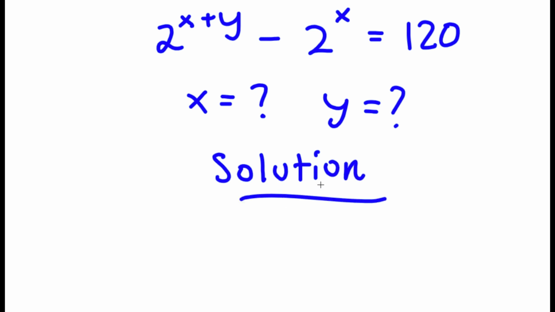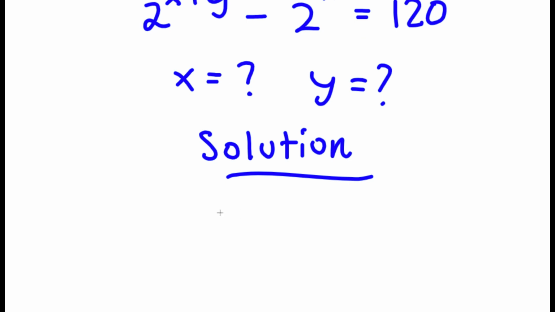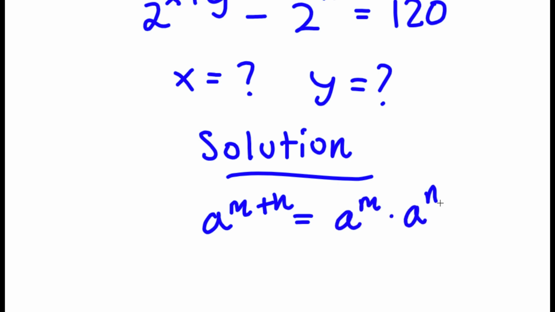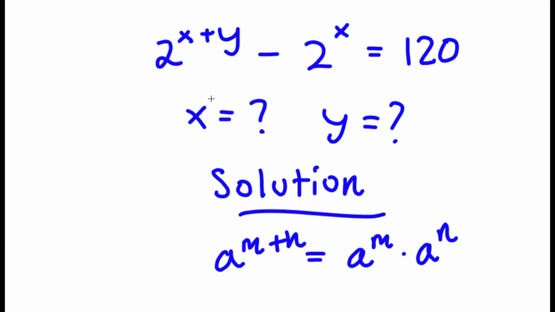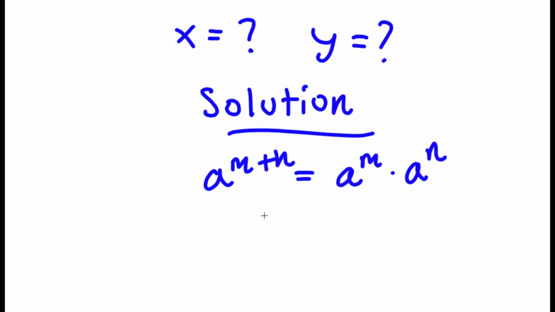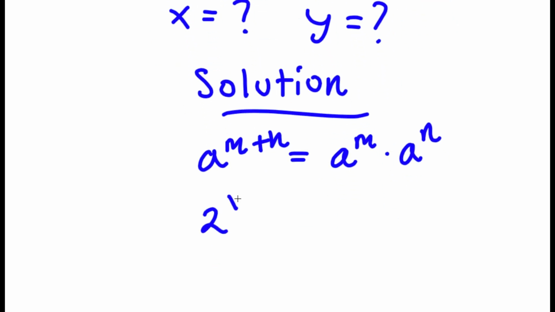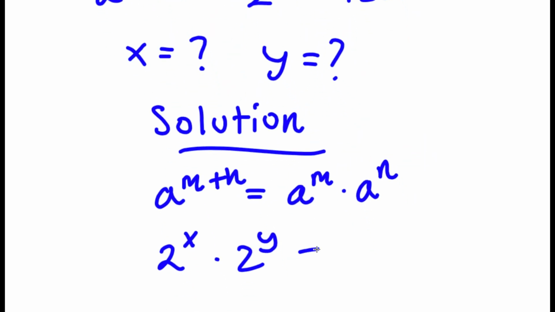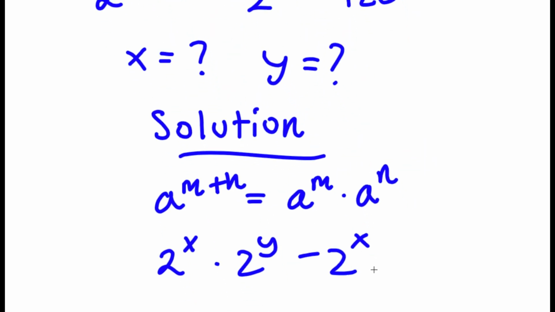For my solution, I'm going to first start by using the property of exponents that states that a to the power of m plus n is the same thing as a to the power of m times a to the power of n. Meaning 2 to the power of x plus y, I can rewrite as 2 to the power of x times 2 to the power of y, and I have this minus 2 to the power of x is equal to 120.